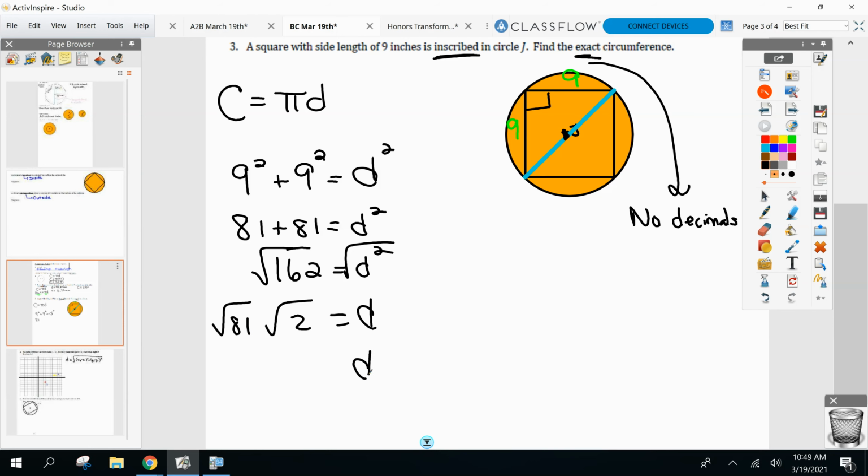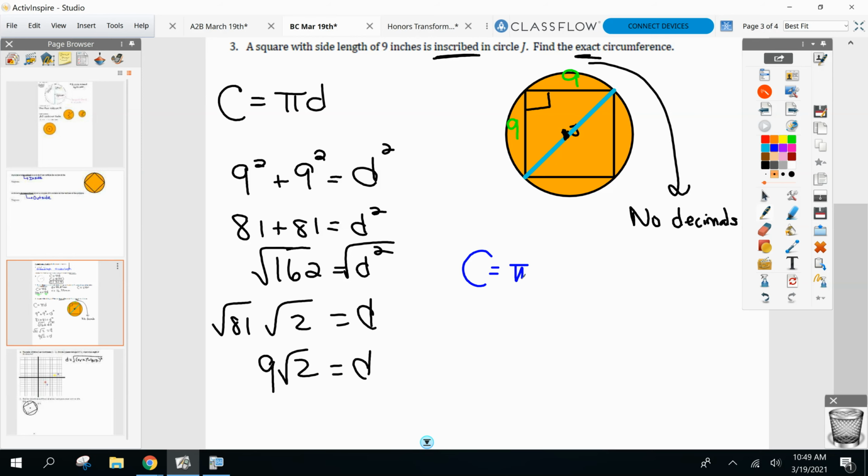So the diameter will be? Square root of 81 is? 9. And then the square root of 2 comes down for the ride. There you go. There's the diameter. So now we can solve for circumference.